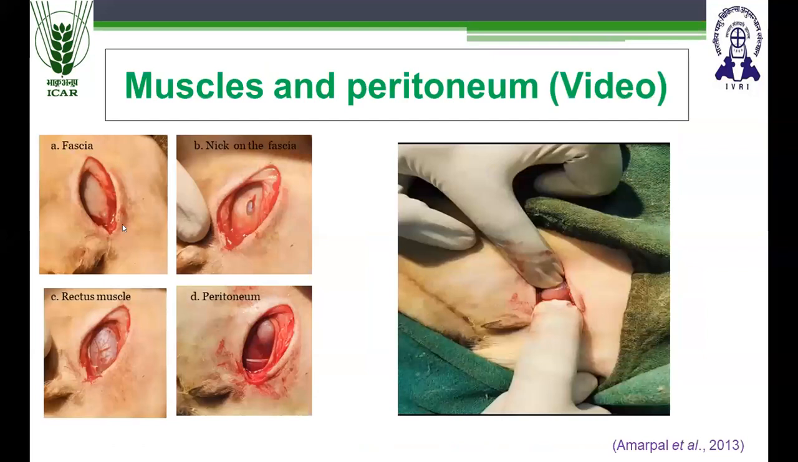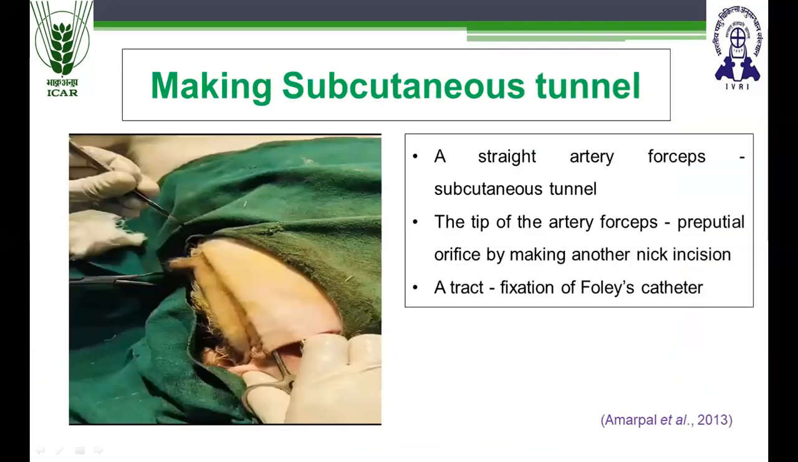So these are the structures, the abdominal fascia. We have to put a neck incision. We can see the rectus abdominis muscle. By incising the muscle, you can see the peritoneum. In goat, all the muscles as well as the peritoneum are very thin. Before opening the peritoneum, we have to make a tunnel for the Foley's catheter.